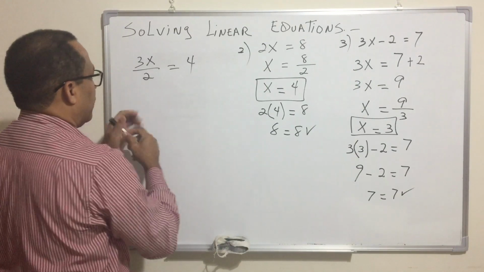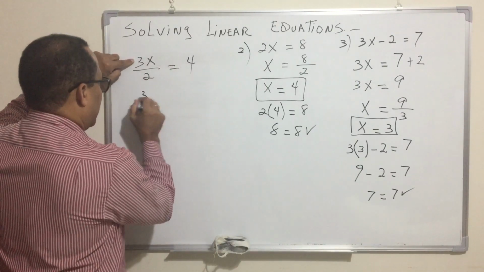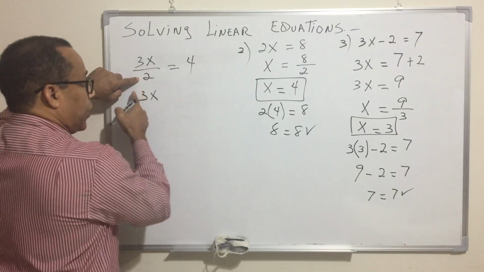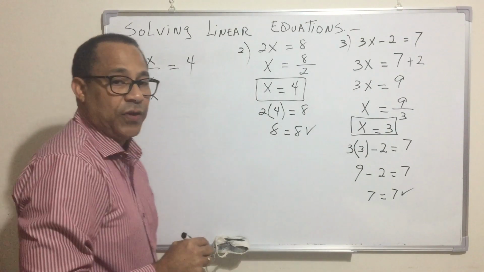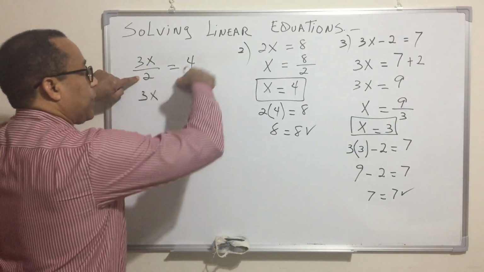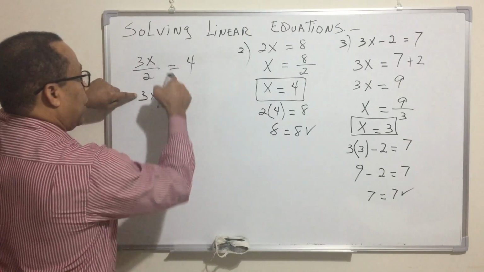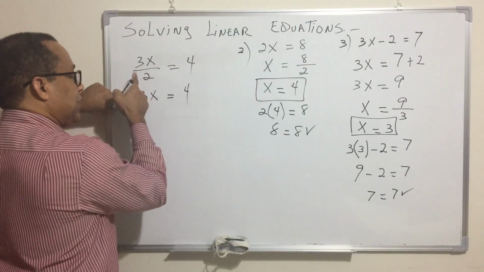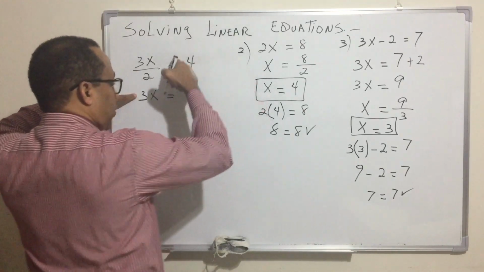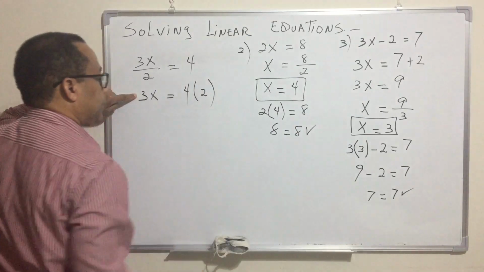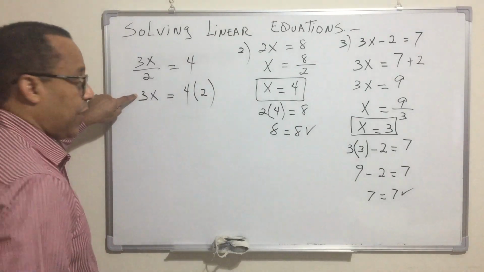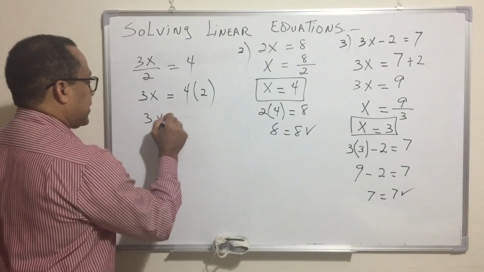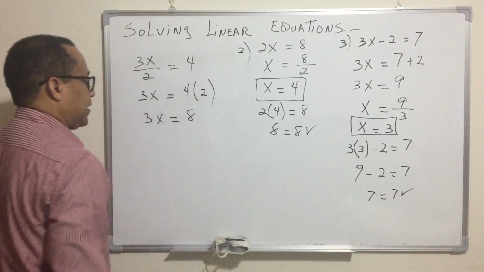So let's move it. Bring down the 3x. The number 2 is dividing, so it goes with the opposite of division. The opposite of division is multiplication. So bring down the 3x, copy the equal sign, bring down the 4, and the number 2, which is dividing, it goes to the right side of the equal sign, multiplying. So now we have 3x equals 4 times 2. 3x equals 4 times 2 is 8.